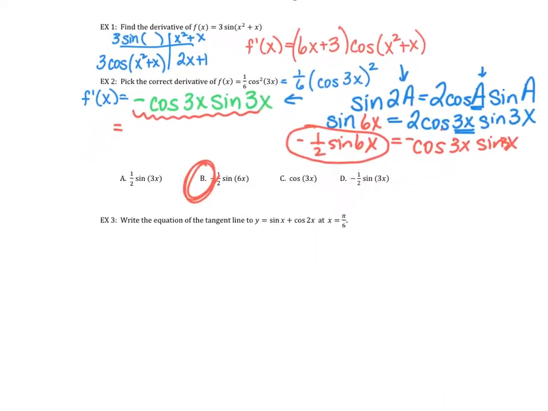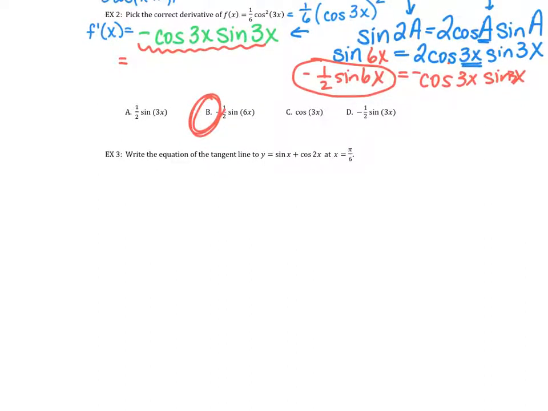All right, let's try number 3. We're just building, and that's what I hope you see with calculus is, man, you got to understand things from the get-go because they're going to come back and you're just building and building and building. Write the equation of the tangent line to that equation at x equals pi over 6. Well, we've written tangent lines. What do you need? You need a point. So let's get the point. That means I need to find y of pi over 6.